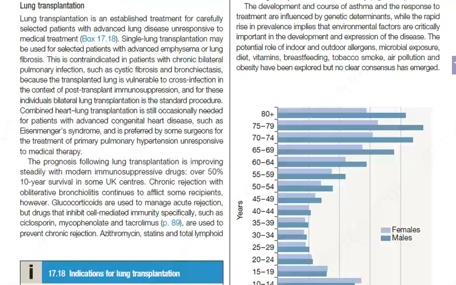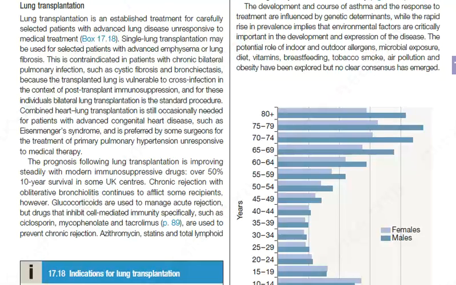Combined heart-lung transplantation is still occasionally needed for patients with advanced congenital heart disease such as Eisenmenger syndrome, and is preferred by some surgeons for the treatment of primary pulmonary hypertension unresponsive to medical therapy. The prognosis following lung transplantation is improving steadily with modern immunosuppressive drugs, with over 50% 10-year survival in some UK centers. Chronic rejection with obliterative bronchiolitis continues to afflict some recipients.